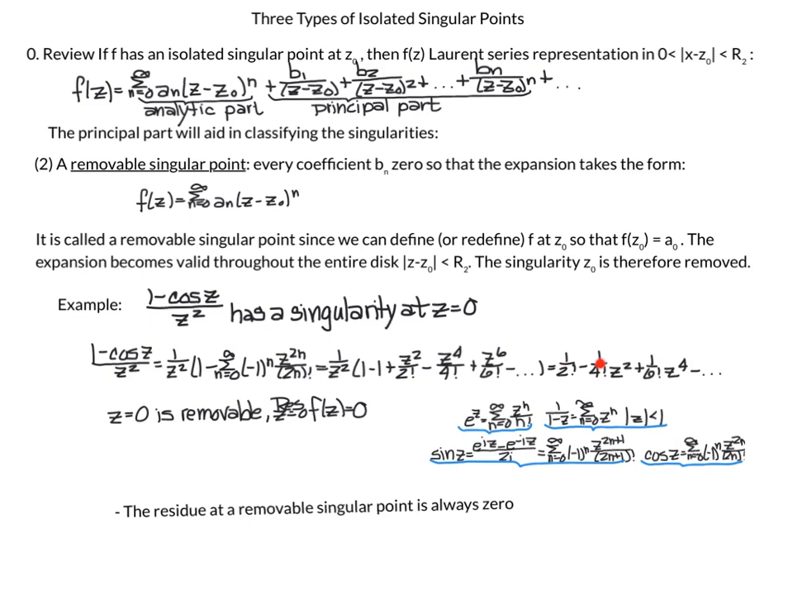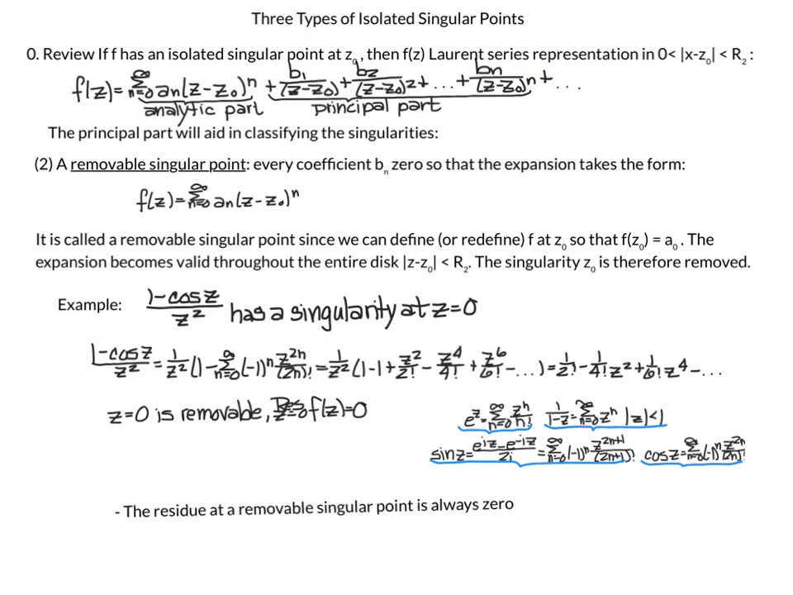And in fact, this whole thing is analytic. We do not have any z's in the denominator, so the principal part is equal to 0. So z equals 0 is removable, and the residue at z equals 0 is equal to 0 because b1 is equal to 0. Another fact: the residue at a removable singular point is always 0. That's expected, since if it's removable, the principal part is 0, which means b1 is equal to 0. So this is totally expected.